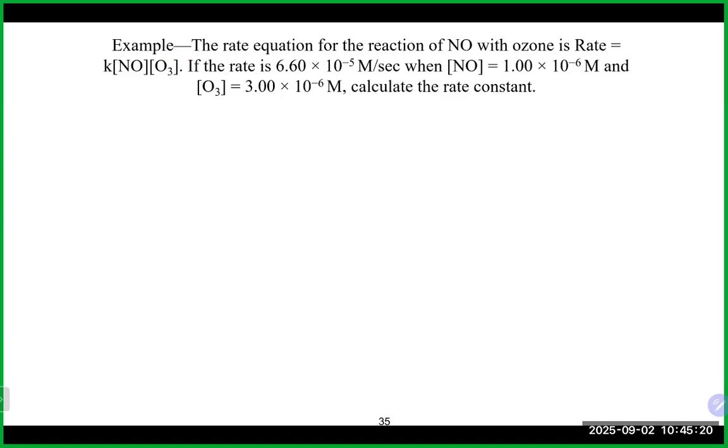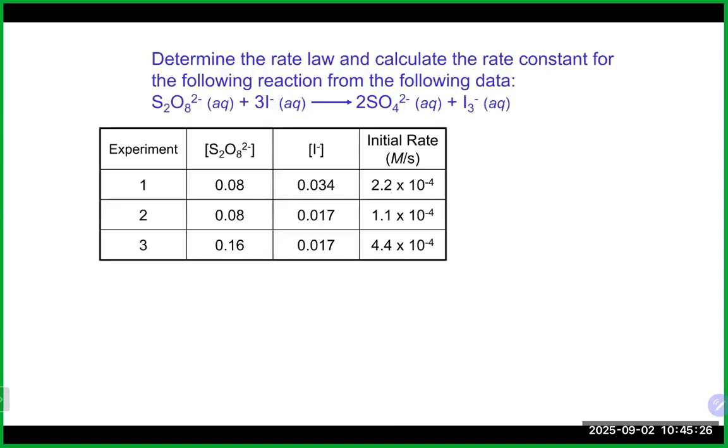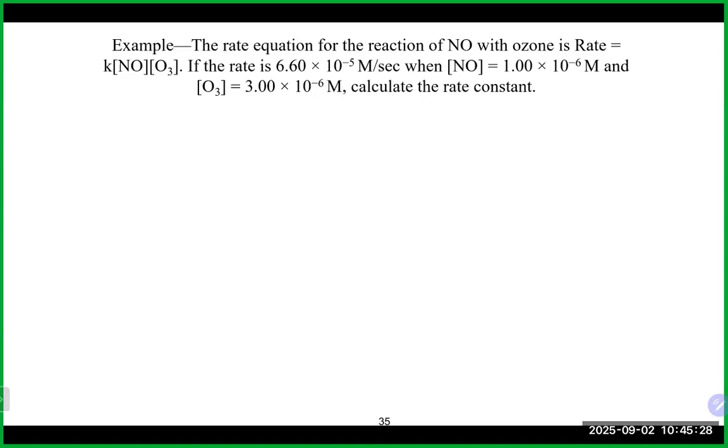All right, so why don't you give this a go? The rate equation for the reaction of NO with ozone is the rate is equal to k[NO][O3]. If the rate is 6.6 times 10 to the minus 5 molar per second, when NO is 1 times 10 to the minus 6 and O3 is 3 times 10 to the minus 6, what is the rate constant?